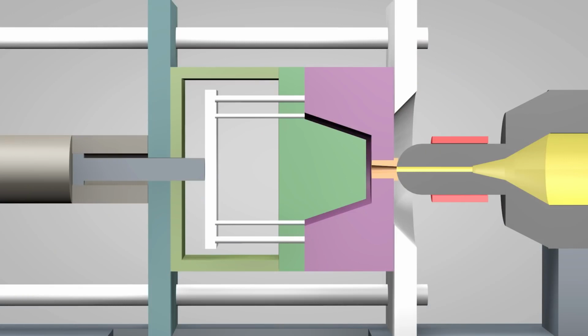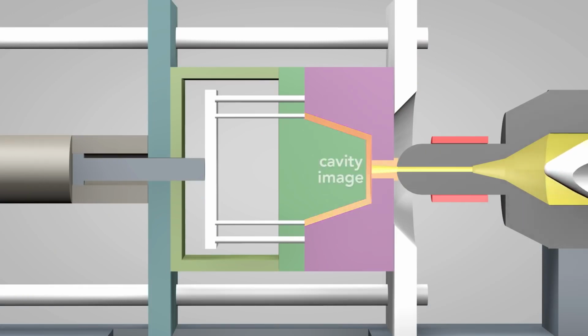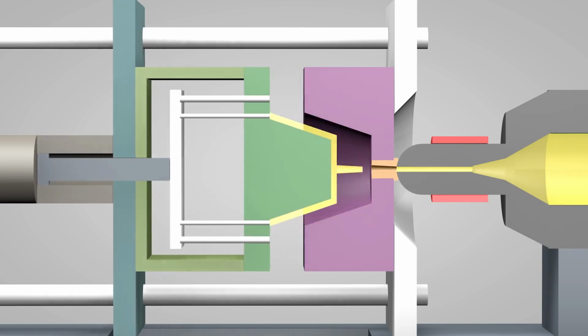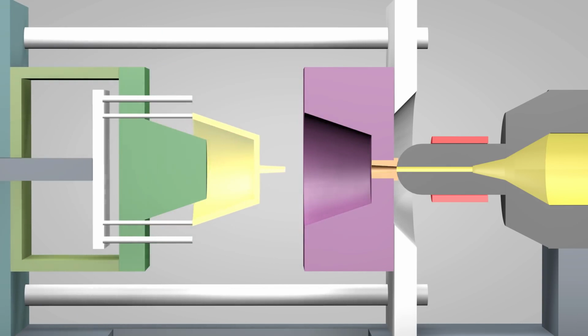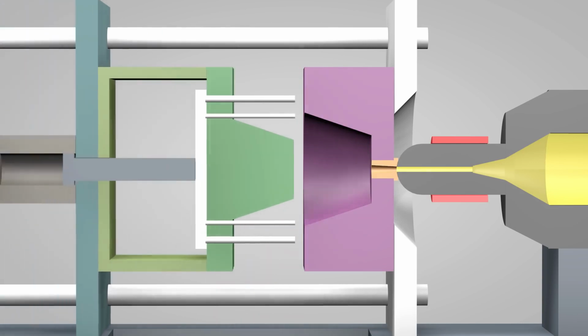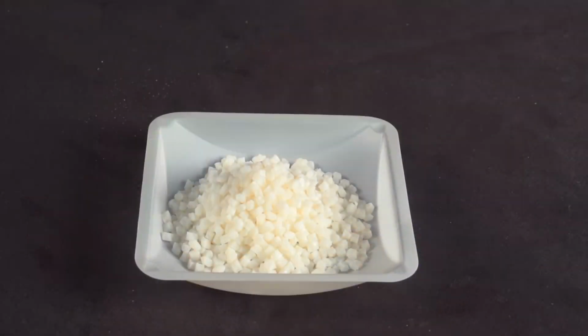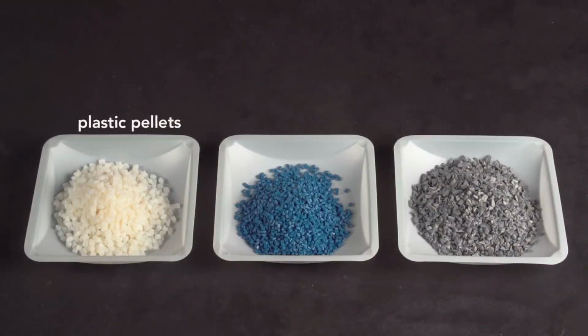In a matter of seconds, the screw injects the molten plastic into the empty part of the mold called the cavity image. The plastic solidifies in under a minute. The mold opens and the part is ejected. The mold then closes and the process repeats. All injection molded objects start with these plastic pellets, which are a few millimeters in diameter. They can be mixed with small amounts of pigment called colorant, or with up to 15% recycled material, then fed into the injection molding machine.